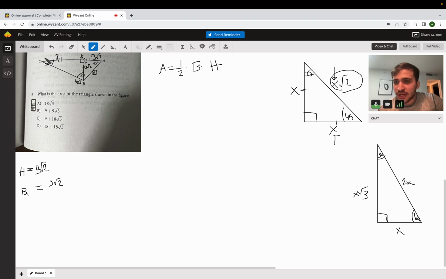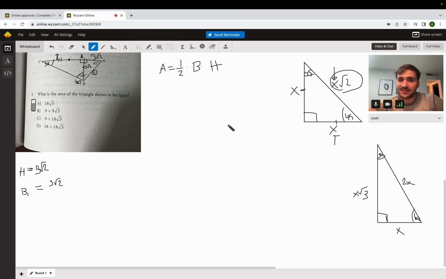Let's look at the triangle. We're looking for this base 2 right here. Base 2 is directly opposite to the 60-degree angle. How do we figure out the 60-degree angle? We take what x is and we multiply it times radical 3, right? Okay, so do we know what x is? We do know what x is. Can you guess what it is?